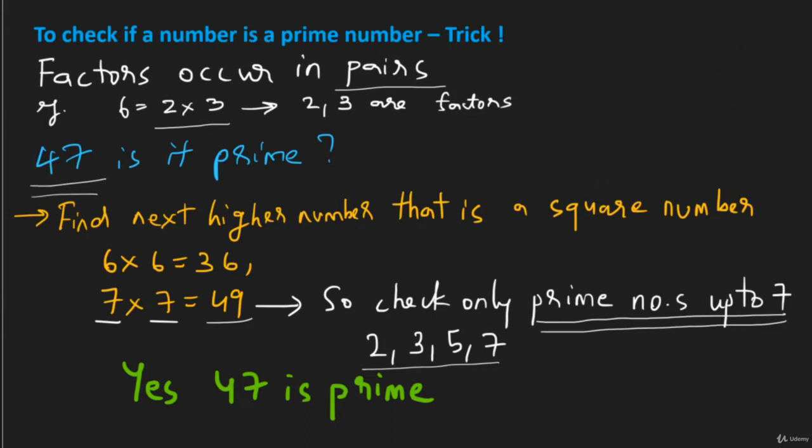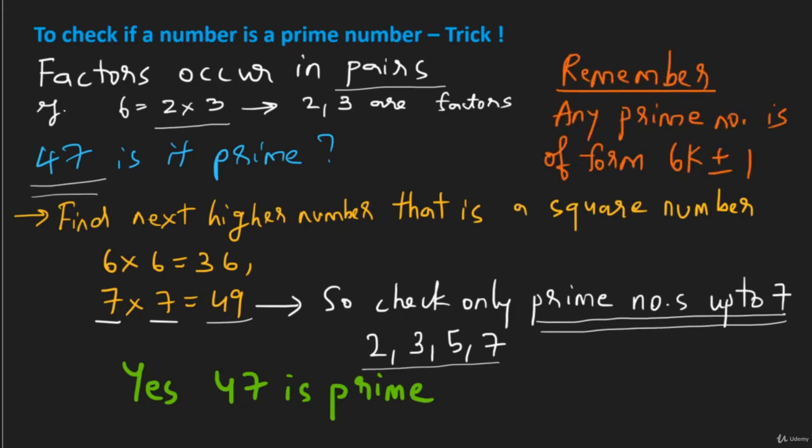Always remember this, any prime number is of the form 6k plus or minus 1. What do I mean with that? Let's take our example over here. We have 47, right? Let's see whether this is of the form 6k plus or minus 1. Now, I can see that 47 can be written as 6 into 8 minus 1. 6 into 8 is 48. 48 minus 1 is 47. Therefore, you can remember this. This is an interesting property which can help you in many different types of situations. Any prime number is of the form 6k plus or minus 1.